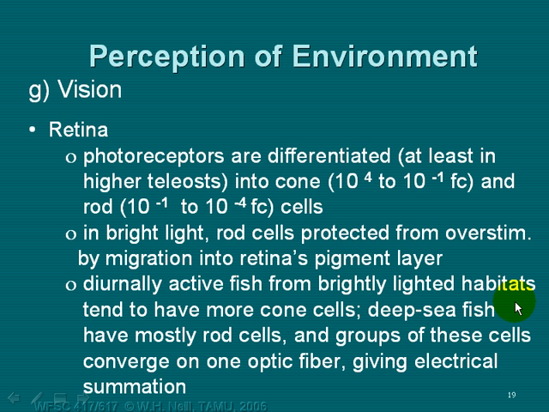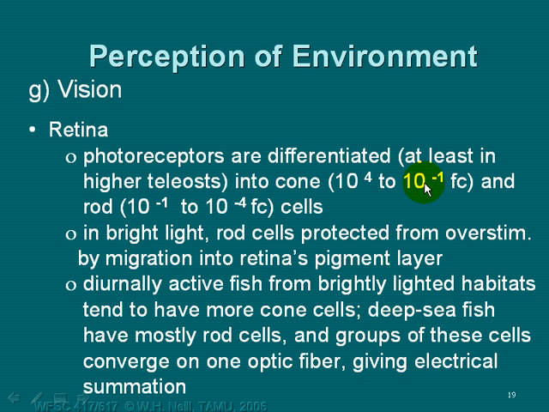Fish have differentiated photoreceptors, in at least the teleosts that people have mostly studied. They have cone cells that are designed to function at relatively high light intensities, and then rod cells that are more able to see in low light levels. And the separation tends to be about 10 to the minus 1 foot candles, and as I recall, that's about like a new moon night, or maybe a little bit brighter than that. In bright light, the rod cells are protected from overstimulation by actually migrating into the pigment layer of the retina.